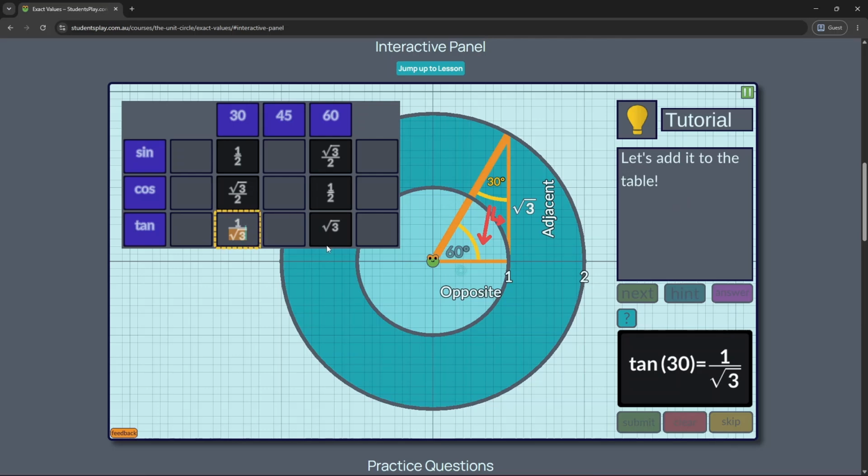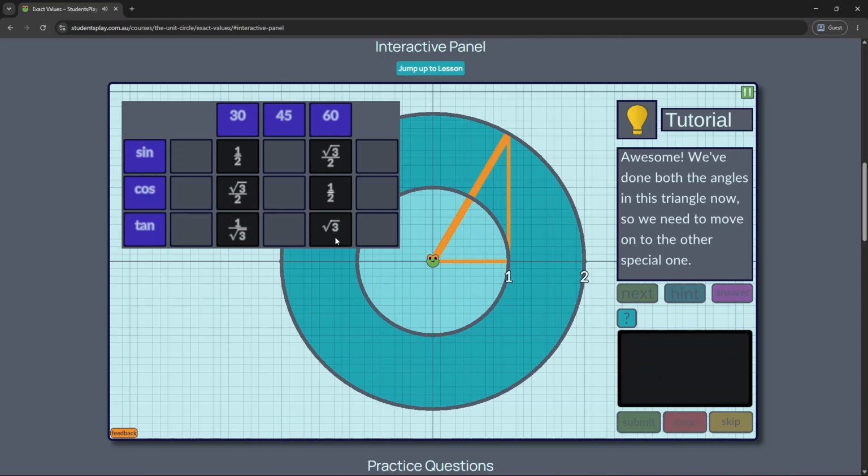So yeah, just to quickly explain a bit more as well. Over here we got square root of 3 on 1, and then the 1 ended up cancelling out because it doesn't do anything. And then over here we got 1 over square root of 3. And this time the 1 won't cancel out because that 1 is actually doing something, whereas this one over here wasn't. Okay, press enter. Perfect. We've done both the angles in this triangle now, so we need to move on to the other special one.